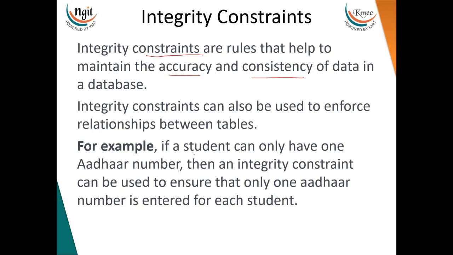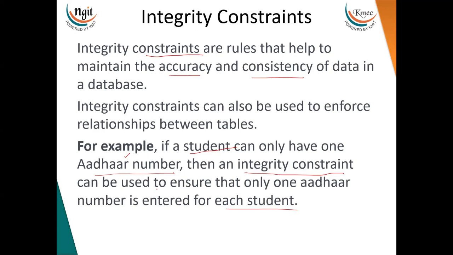Here we have an example for a student table. For a student, whenever a value is to be inserted for this Aadhaar number attribute, make sure that only one Aadhaar number is entered for each student. So here we have applied an integrity constraint saying that more than one Aadhaar number for an individual student is not allowed. So this is the condition applied for this attribute. This is an example for integrity constraint.